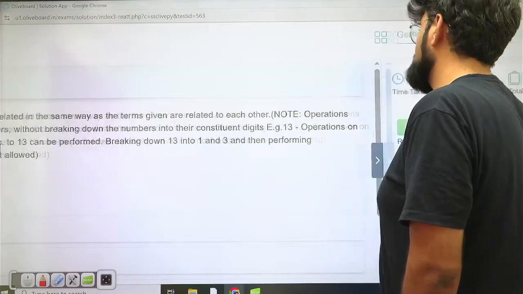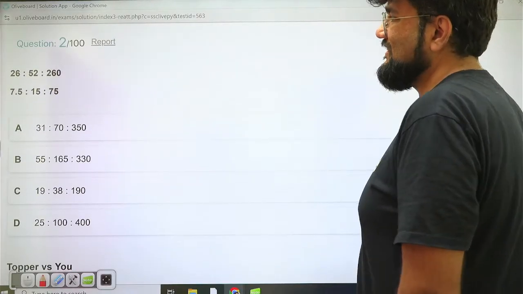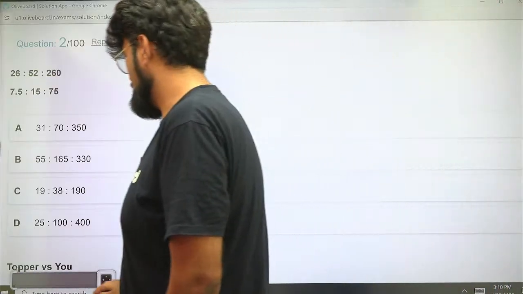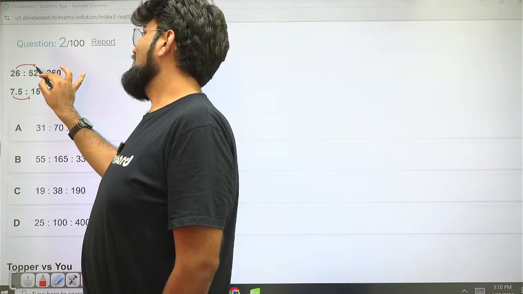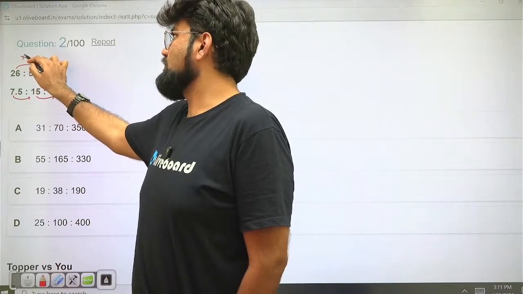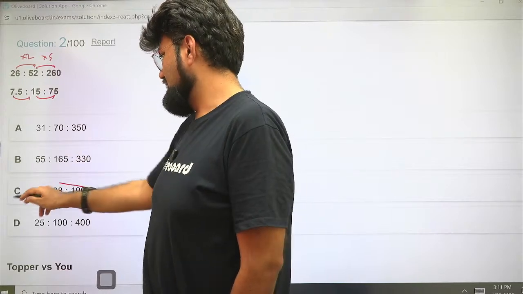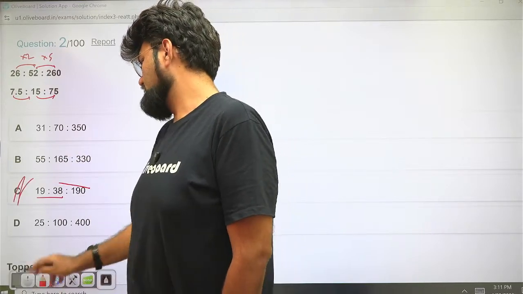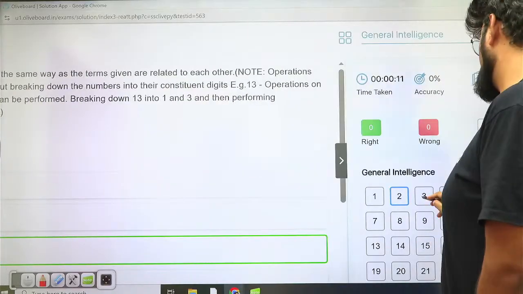Next. 26, 52, 22, 60, 7.5, 1.5. I think that's the biggest hint you can get. Multiply by 2, multiply by 2. And this is multiply by 5, multiply by 5. Very easy. Into 2, into 5. That's what needs to be done. So into 2 is here, into 5 right here. So option C is the correct answer. Okay. This was done in 16 seconds. Excellent. Next.